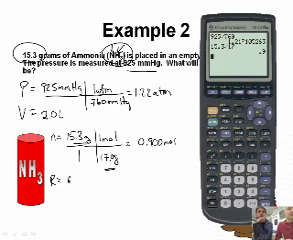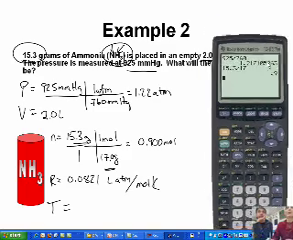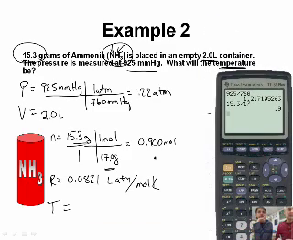Okay, R, we know R, 0.0821 liter atmospheres per mole Kelvin. And T, I believe, must be what they're asking for. That's your unknown. What will the temperature be? And so that's what we're trying to find.